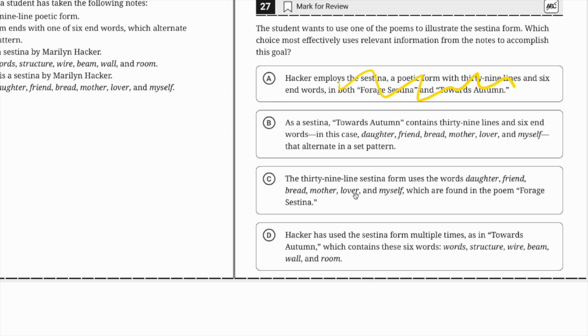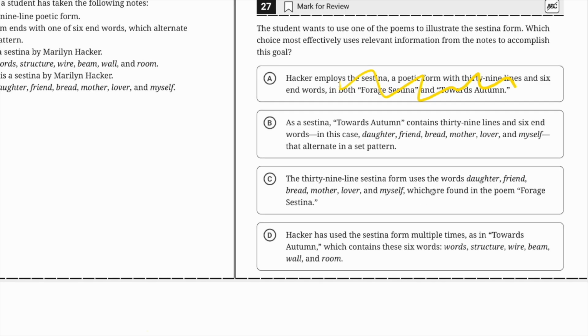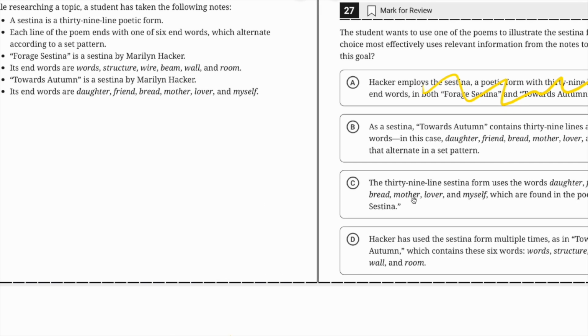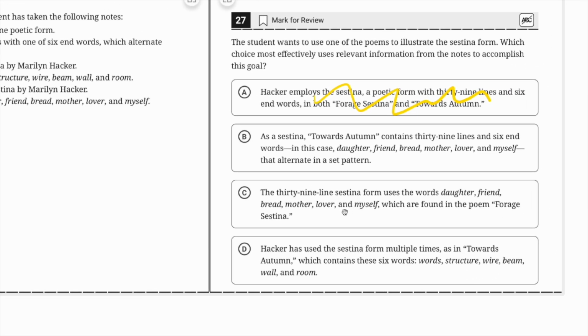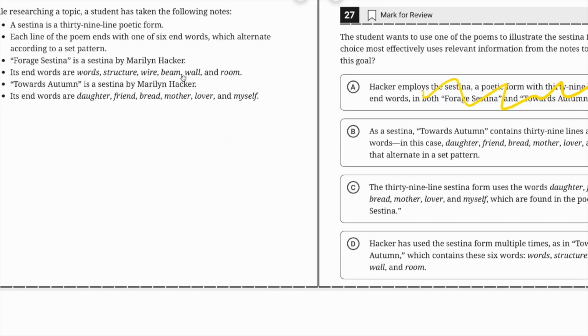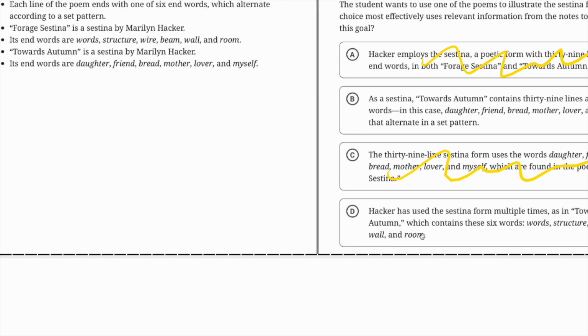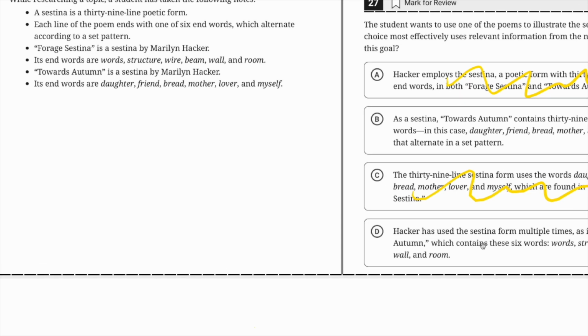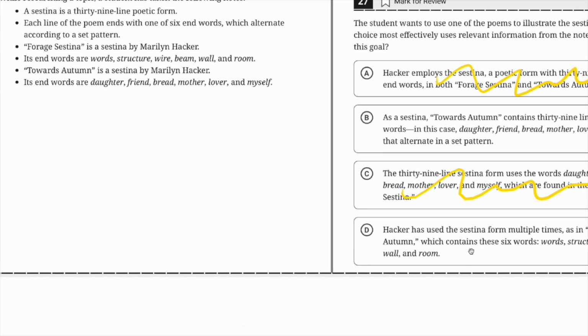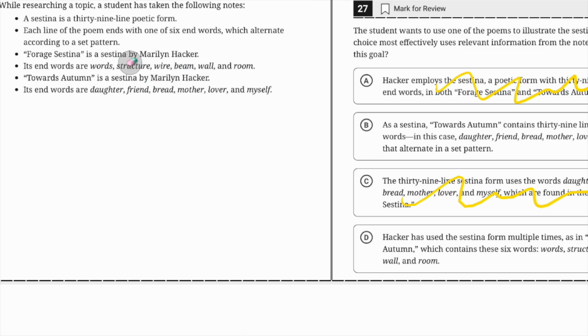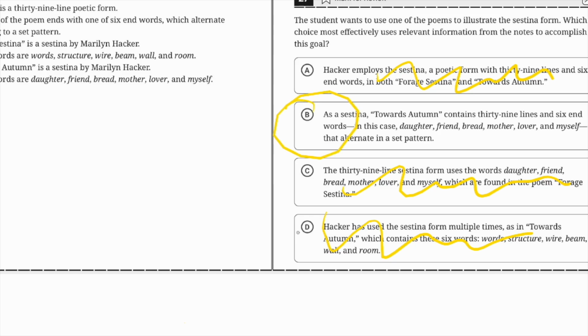Maybe. C, the 39-line sestina form uses the words daughter. C is not accurate. It's not true that in general it uses these words. It uses certain end words, but it doesn't necessarily use those words. Has used it multiple times, as in towards autumn, which contains these 6 words, but it doesn't identify those as end words. I don't think it just contains those 6 words. I think it's saying that lines have to end with one of these 6 words. So it would need to be B.